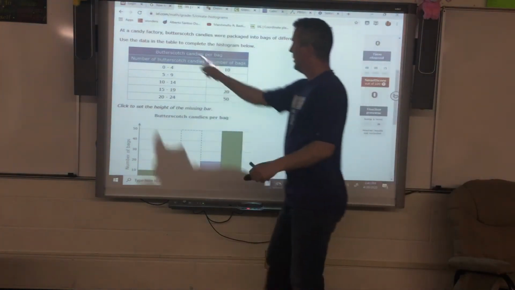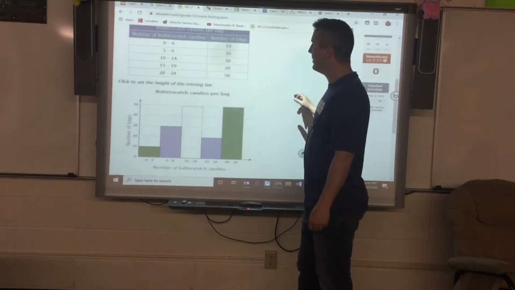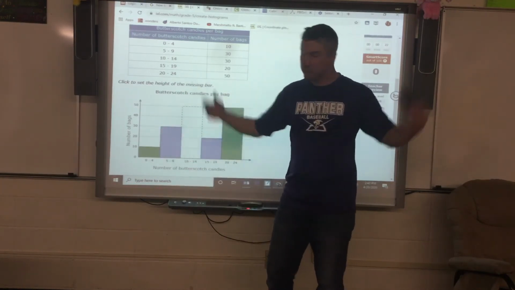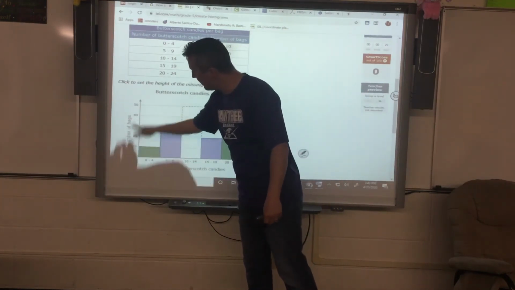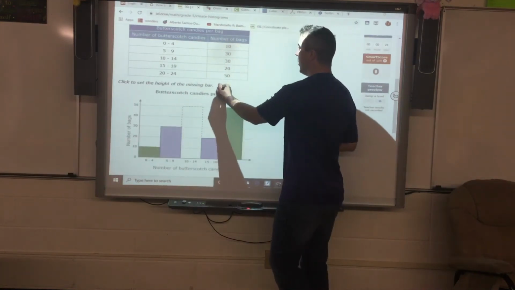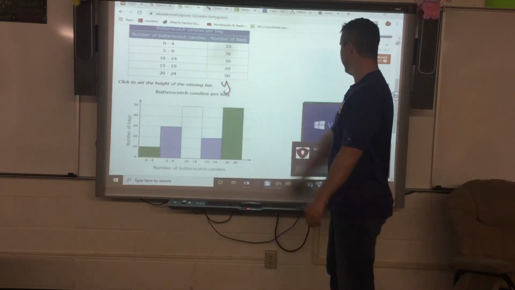Okay. Number says butterscotch candies per bag. Butterscotch candies per bag. Okay. Butterscotch candies per bag gives me the title. Okay. And look on the side, the number of bags. Right over here, number of bags. Your Y coordinate. Remember your Y is your vertical, number of bags. 10, 20, 30, so on and so forth.